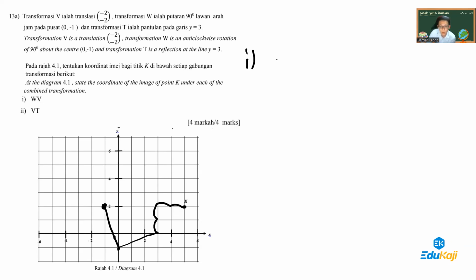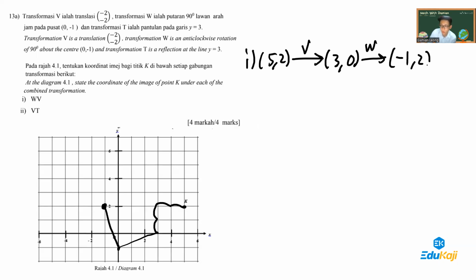So it starts from 5, 2, then it goes through V to 3, 0, then it goes through W to this point, -1, 2.